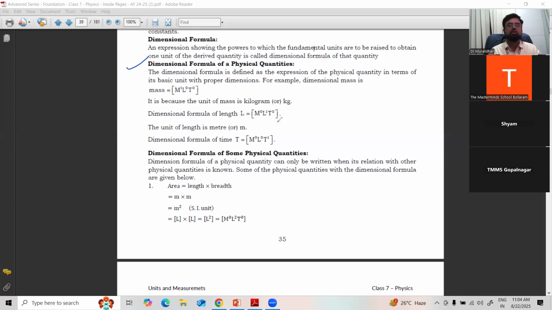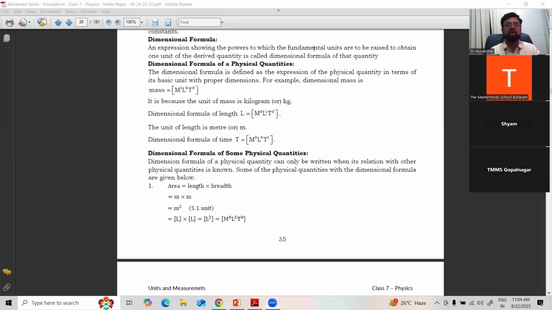See, length, I told you, is L1. M0, T0 you can mention. The unit of length is meter or centimeter. The dimension formula of time is M0, L0, T1. These are the basic fundamental quantities. When you move further, you can see so many physical quantities.